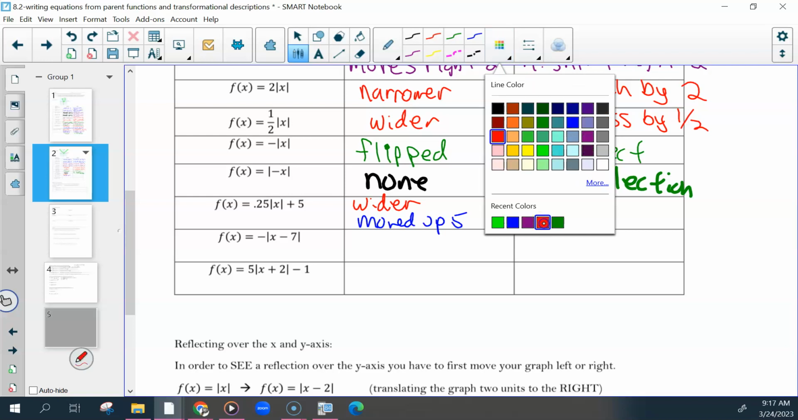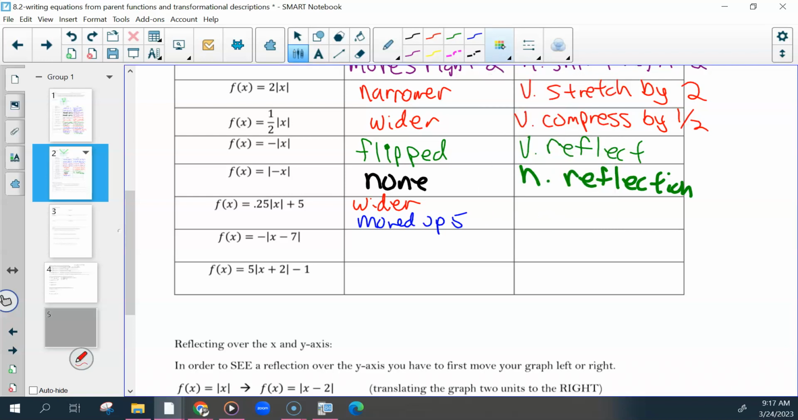So how would we write those two rules? Vertical compression by, so you can say 0.25 or by 1/4 either or. And then the other, vertical shift up, how many?